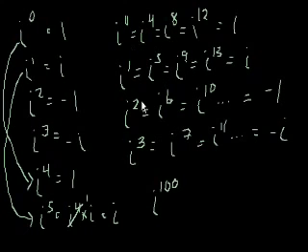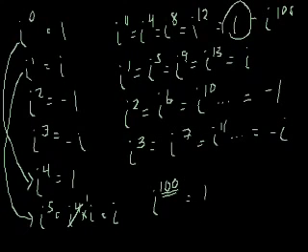But if we use this cycle, we see that 100 is a multiple of 4, right? 4 times 25 is 100. So i to the 100th will fall into this first category. It's a multiple of 4. So we know that i to the 100th power is equal to 1.